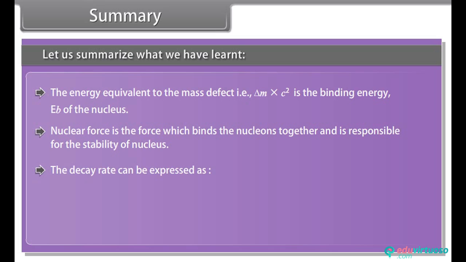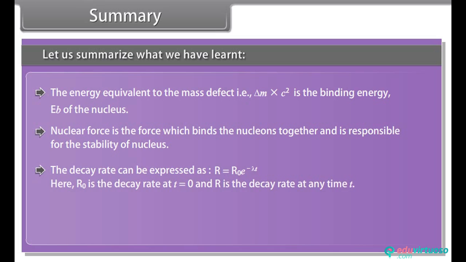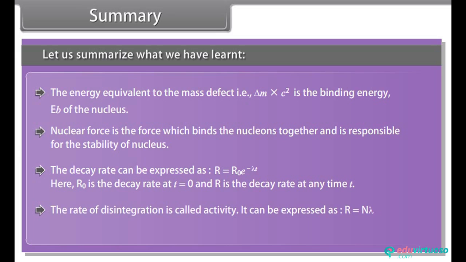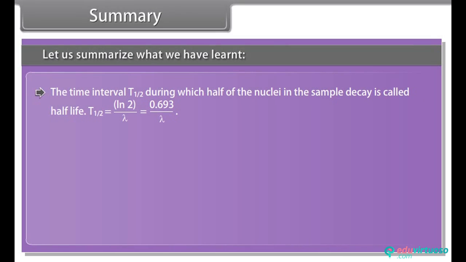The decay rate can be expressed as R = R0 e^(-λt), where R0 is the decay rate at t equal to 0, and R is the decay rate at any time t. The rate of disintegration is called activity. It can be expressed as shown. The SI unit for activity is becquerel. The time interval t½ during which half of the nuclei in the sample decay is called half-life.